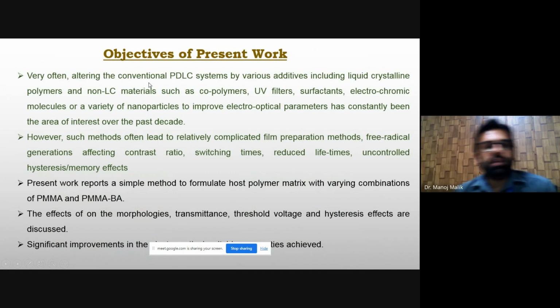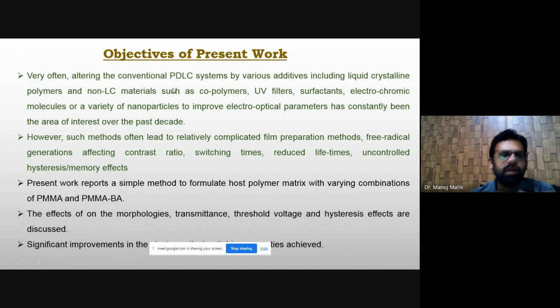Very often, altering the conventional PDLC films involves a lot of electrical applied field and light modulation. So definitely there have been efforts to reduce the power consumption, the voltage applied, and to have the films performing better in ambient conditions, for example, temperature, over a wide range of temperature.